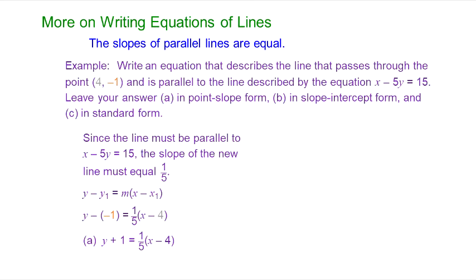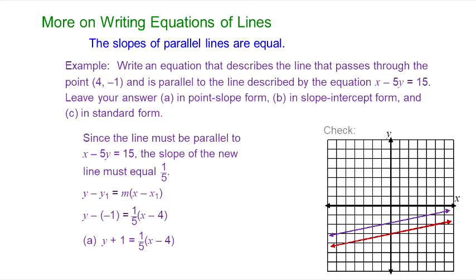Now I can substitute numbers into the point-slope formula. Note that the question says that the new line is supposed to pass through the point 4, -1. To check this answer, I can graph both lines. The red line here is the graph of the line x minus 5y equals 15, and the purple line is the graph of the equation that I just found. Note that these lines do appear to be parallel, and that the new line does pass through the point 4, -1.